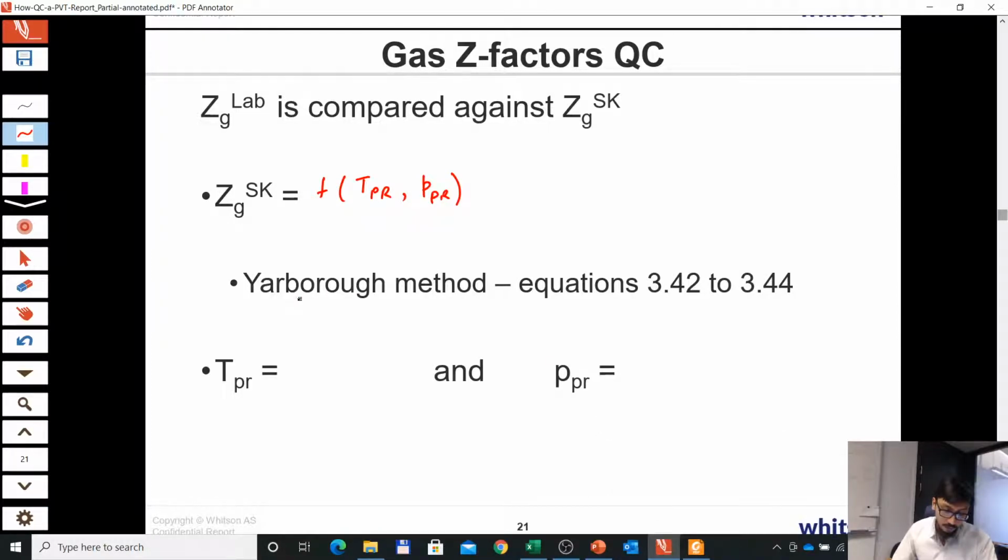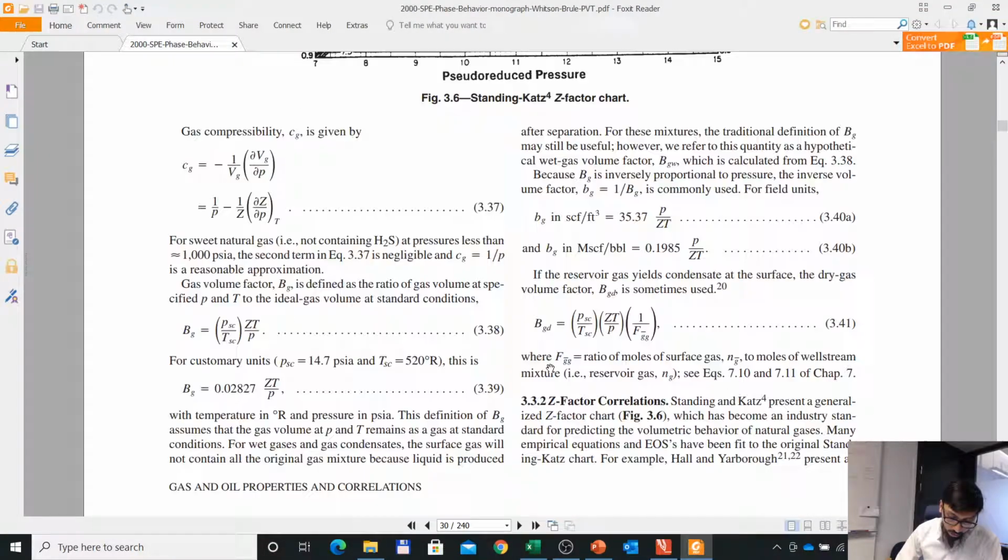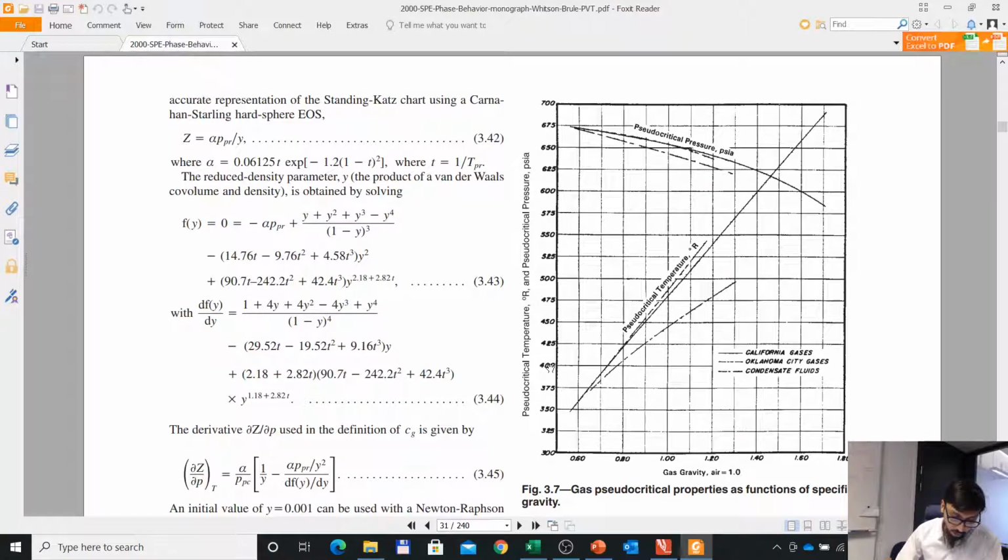In that case, this Yarborough method is very useful, because what Yarborough have done is that they fitted an equation of state model, they use an equation to fit the entire Standing-Katz Z factor as a function of the pseudo reduced temperature and pseudo reduced pressure. So I can just show it quickly here, how that equation looks. That's this Yarborough equation.